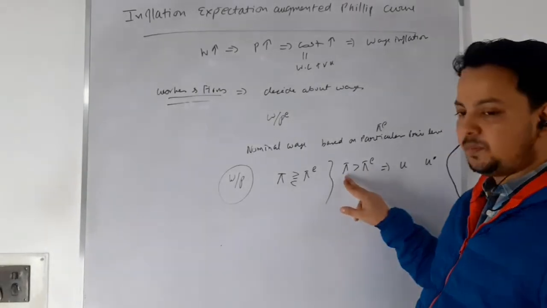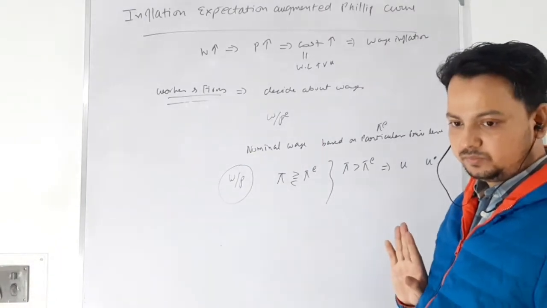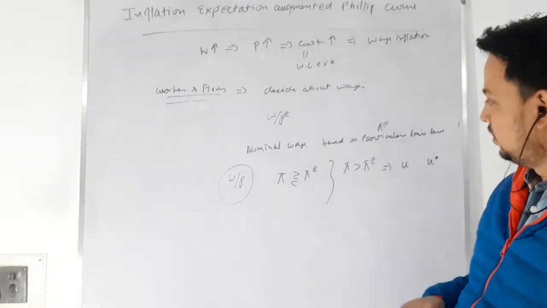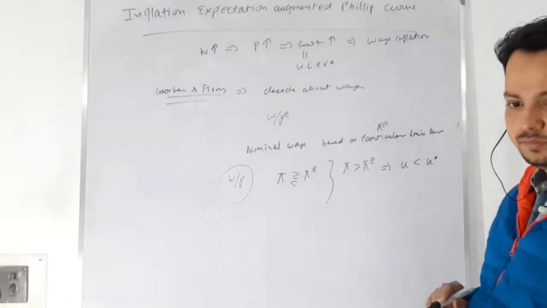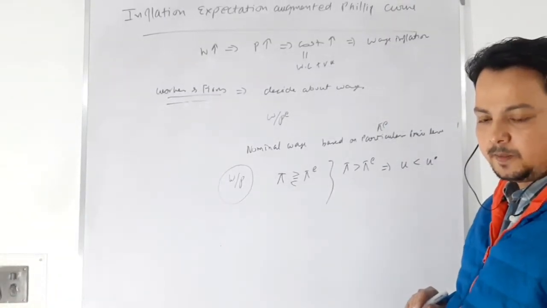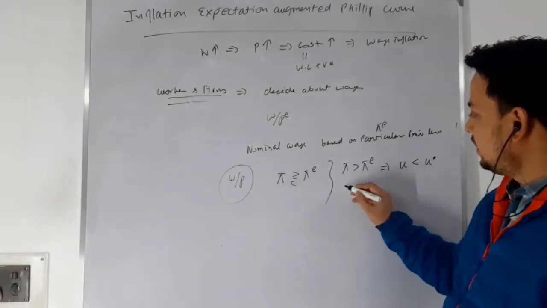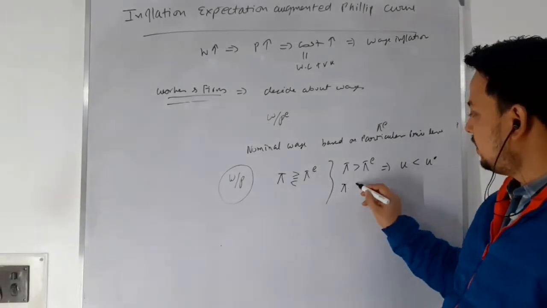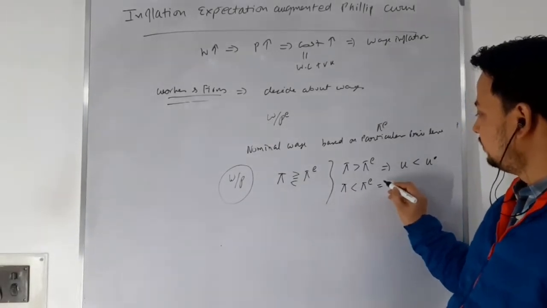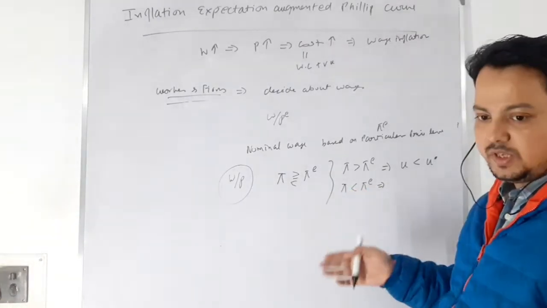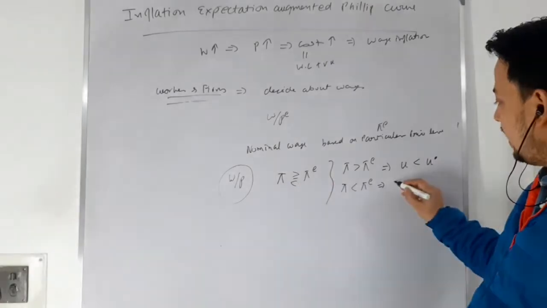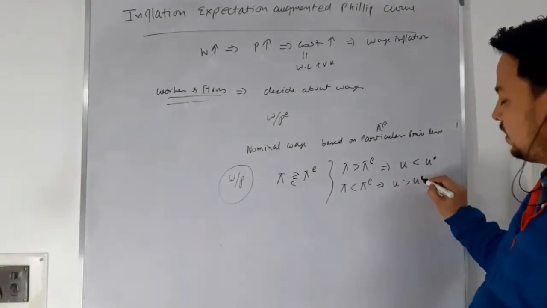Actual inflation in the economy, the price level, is more than expected inflation, so the firm would like to produce more, so actual unemployment will be less than the natural rate of unemployment. Similarly, when actual inflation in the economy is less than expected inflation, the firm is losing, so they are giving a higher wage to the worker, so actual unemployment in the economy will be more than the natural rate of unemployment.